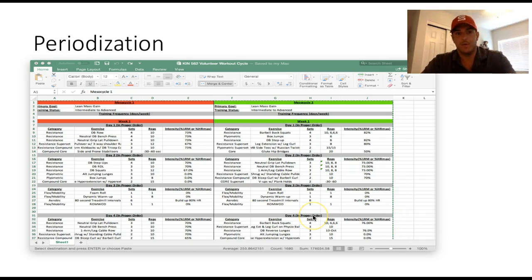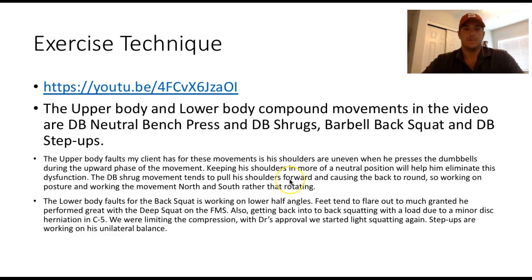Here's a little bit of a sample of my periodization, so you can see my percentages here for some of the movements, and then also some of the heart rate percentages. So mesocycle 1, mesocycle 2, upper body, lower body, core, so on and so forth. There's just the routine, some exercise technique. The video link for my 4 movements for my compound is right here.